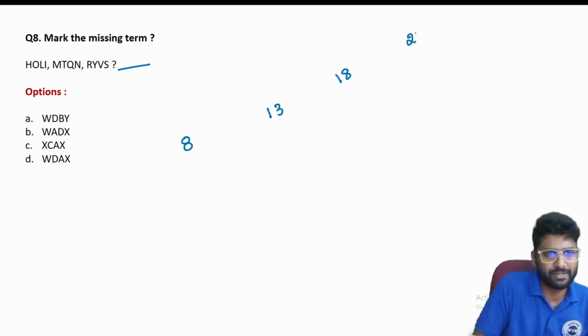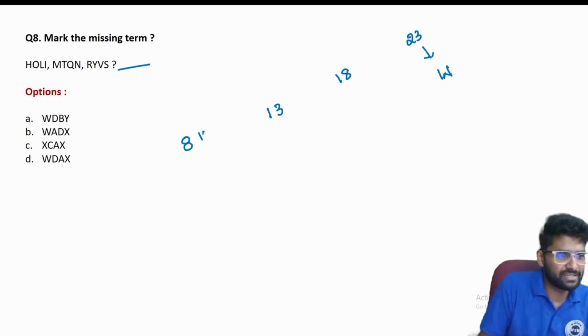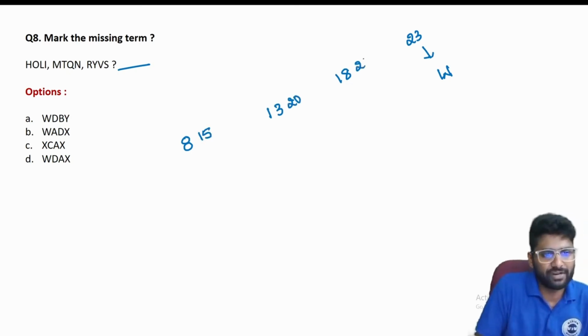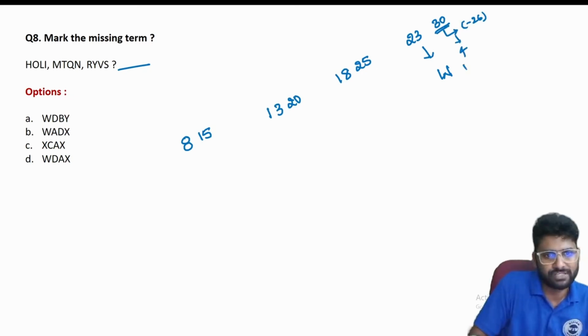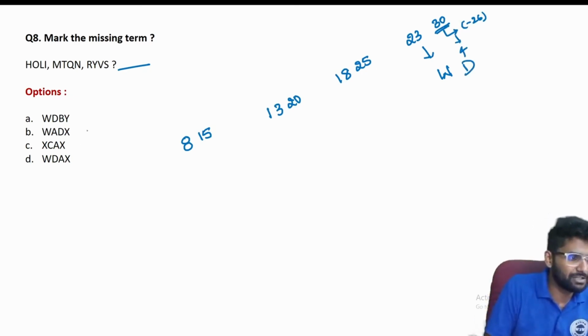So the next number must be the 23rd letter. The 23rd letter must be W. Next one, the next letter is 15 here. So O is 15, T is 20, and Y is 25. Guys, the next number must increase to 30. If you want the 30th position, just subtract 26 units. Now you will get 4. 4 is represented by D. So the answer is WD.